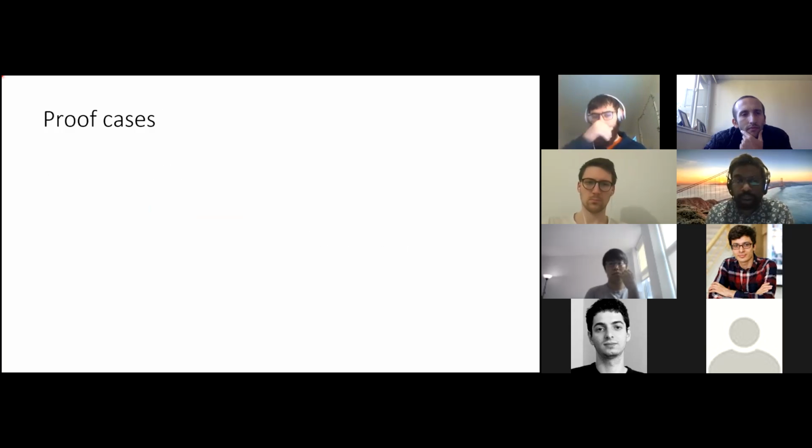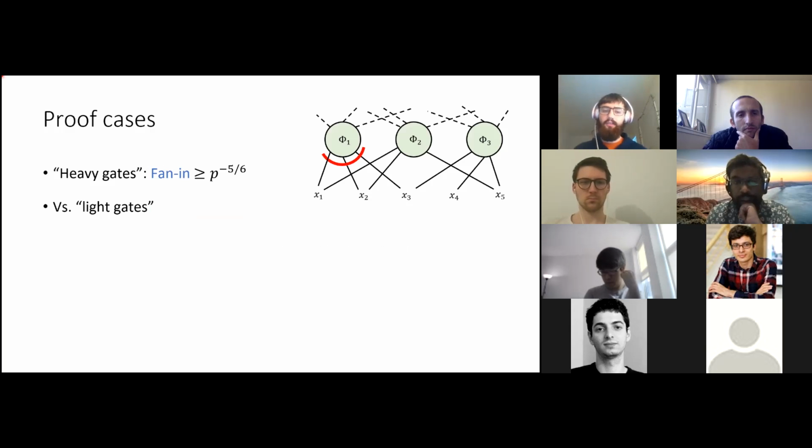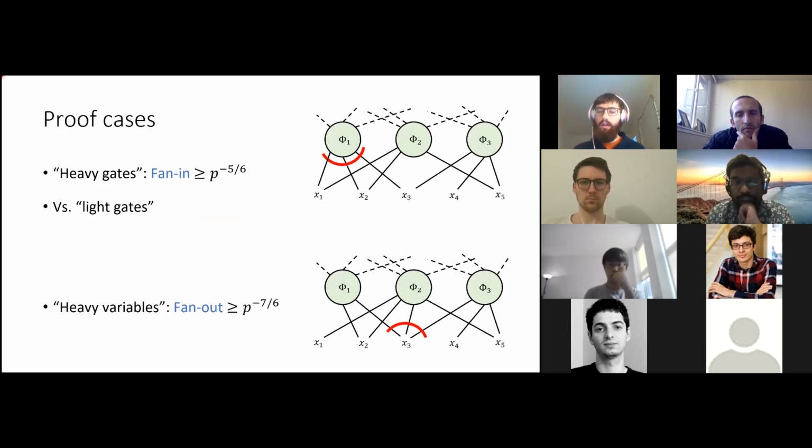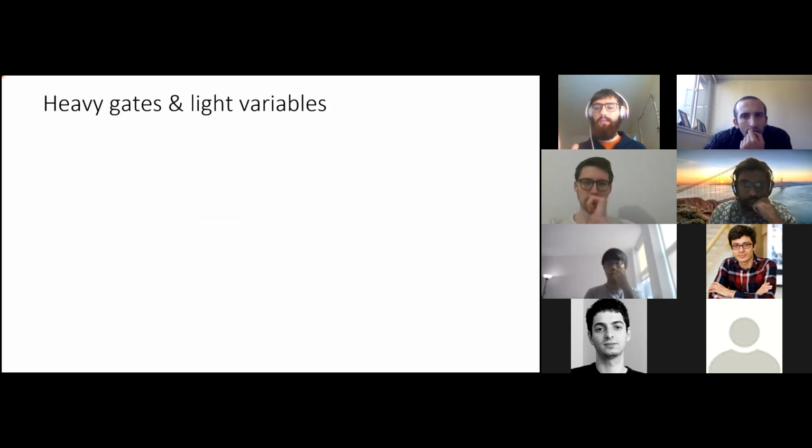Okay, so let me show you how this works. So the proof actually, unfortunately, involves a little bit of casework. We need to split the gates into heavy gates versus light gates based on the fan-in. And then we also need to split the variables into heavy variables versus light variables based on the fan-out. So maybe the main case of the proof is when we ignore everything except heavy gates and light variables. So we pretend that's all there is.